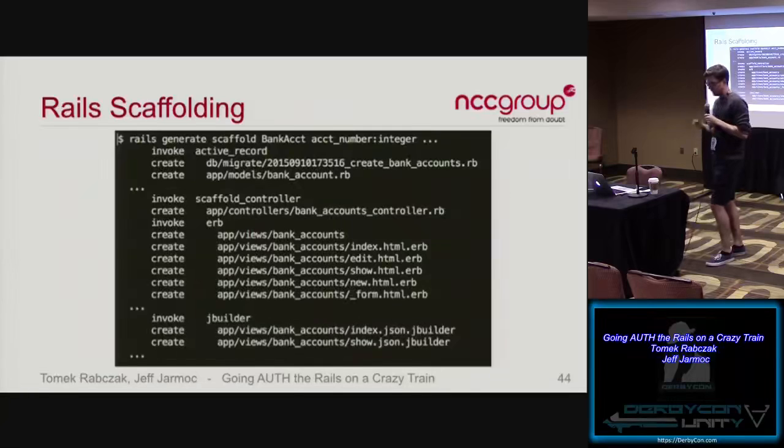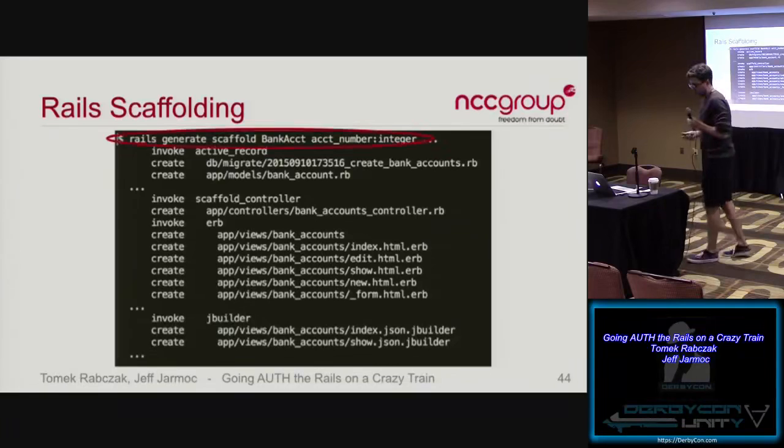Rails scaffolding is really nice in the sense that it allows you to get controller actions up and running very quickly, and it'll generate things like views and controllers for you. The problem is that it generates some artifacts that developers don't really know about. Here we're just running rails generate scaffold, and then you specify the attributes for that model. Again, it'll go through and generate the views, these JBuilder files, and the Active Record models.